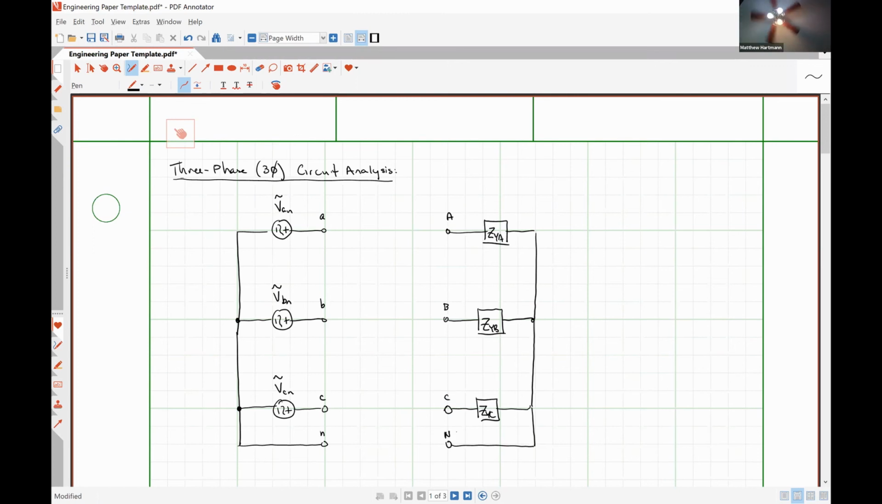Capital N. And then we're also going to have transmission lines here in the middle, and we're going to start with them having some impedance. So I'm labeling it as ZWA for the impedance of the wire across the A phase, ZWB for the impedance of the wire across the B phase, and ZWC for the impedance across the C phase.